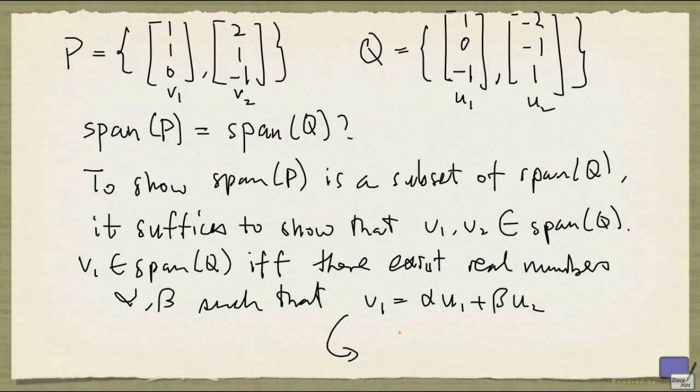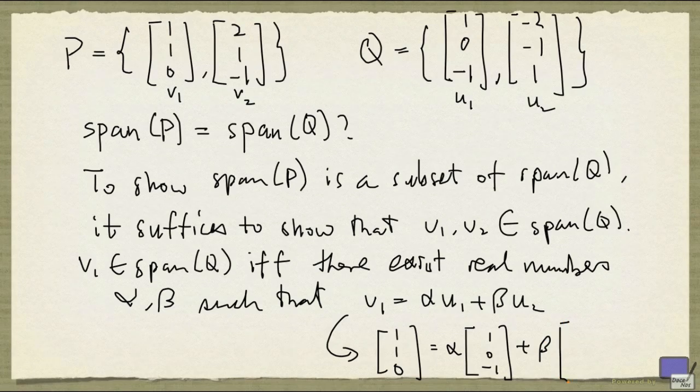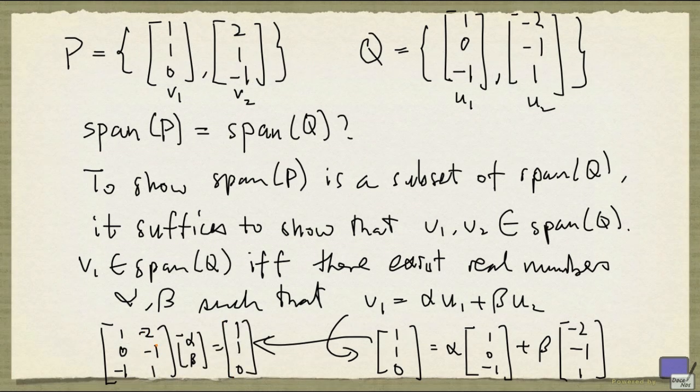But that gives us this equation here: (1, 1, 0) equals alpha times (1, 0, -1) plus beta times (-2, -1, 1). Now I can rewrite this as follows. So this is now this matrix equation. And I can solve this, for example, by row reducing the augmented matrix.